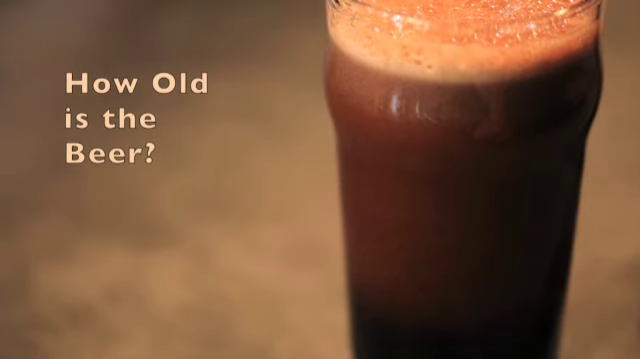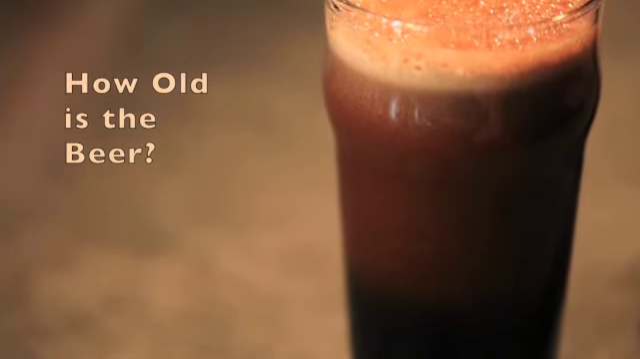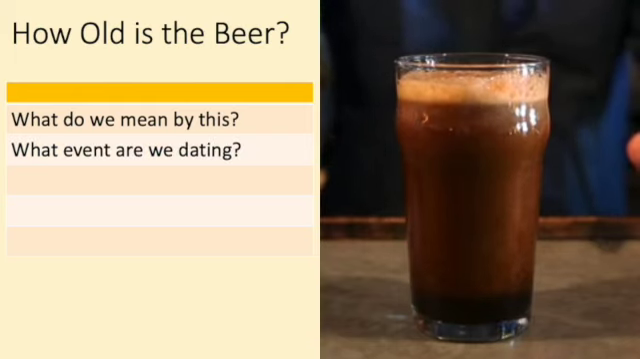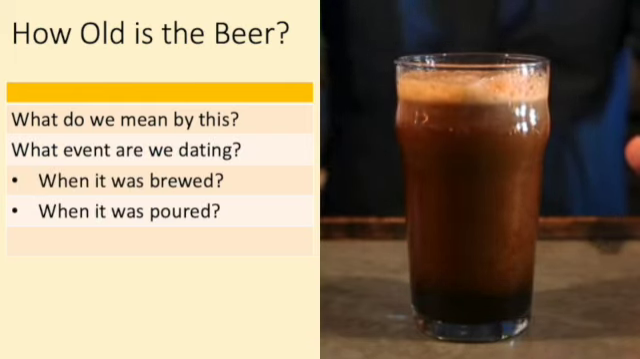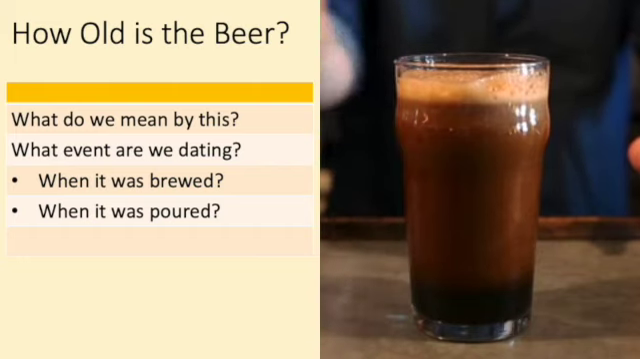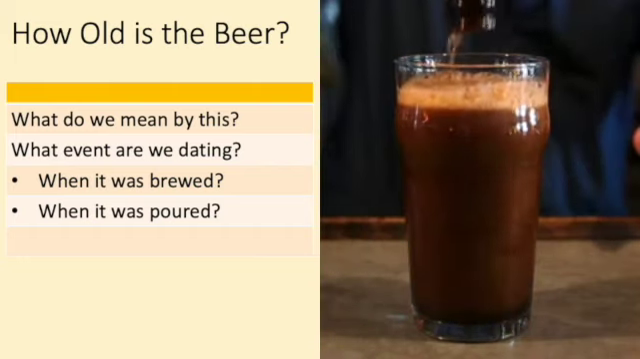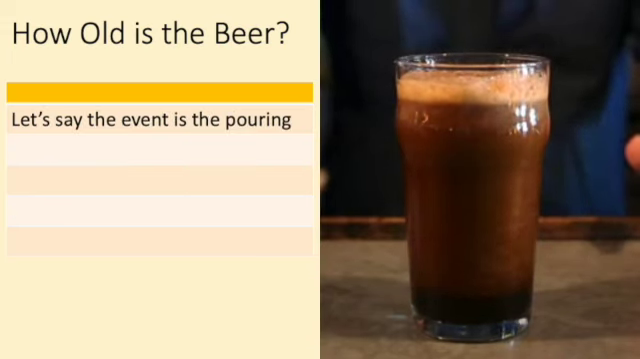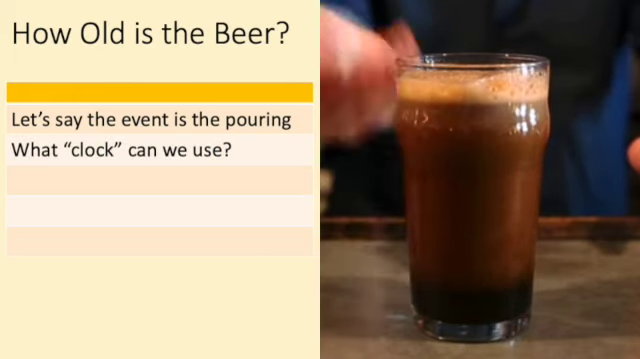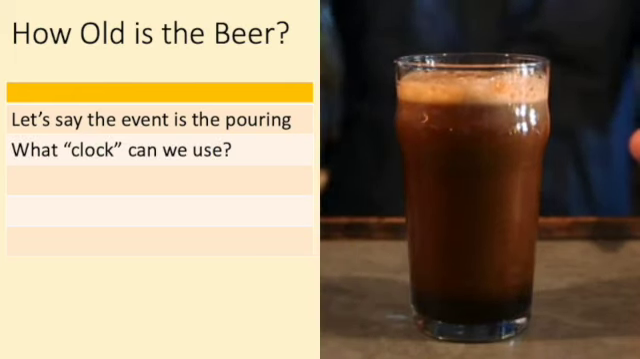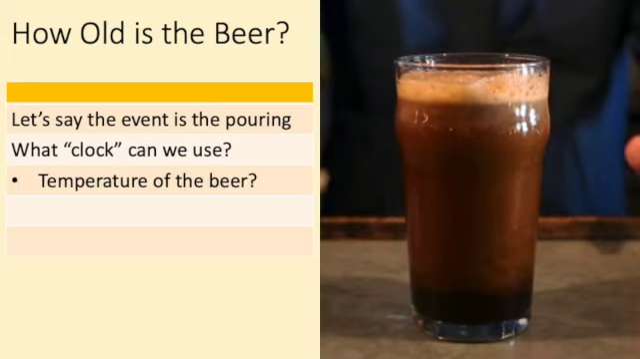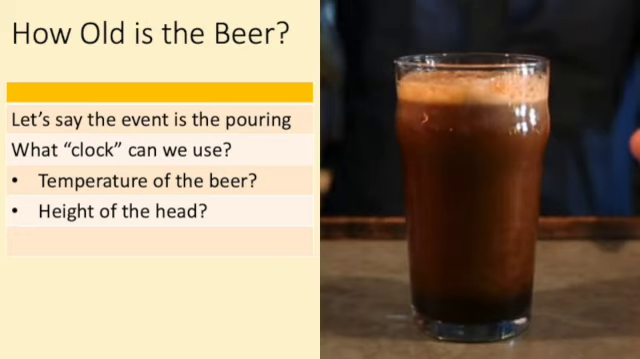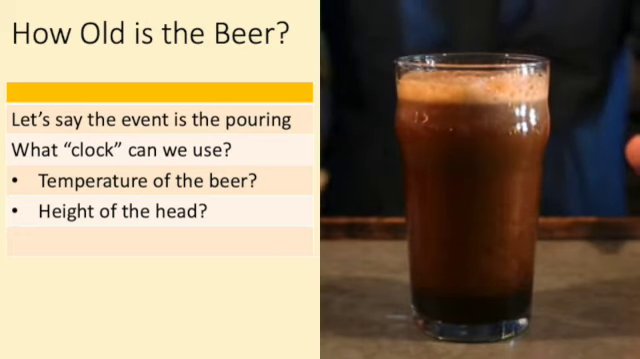We might just as well ask, how old is this glass of beer? Just as with the archaeological site, this question is too vague, and we need to be more specific about what we're dating. For example, are we asking how long ago the beer was brewed, or how long ago it was poured? These are two distinct events that would have taken place at different times. Let's say we're interested in when the beer was poured. We next need to think about what kind of process or clock we can use to measure the time since pouring. One candidate might be change in the temperature of the beer. Another might be decline in the height of the head or froth on top of the beer.